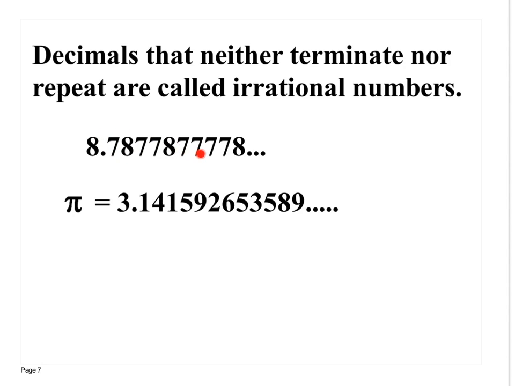8.78, 778, 7778. Okay, this does have a pattern, but is it the same numbers repeating over and over? No. So I couldn't write this as 0.78 repeating, right? Because it's not 78 repeating, it's 778, 7778, and so on. So I can't write that as a fraction and make the fraction equal to this exactly.